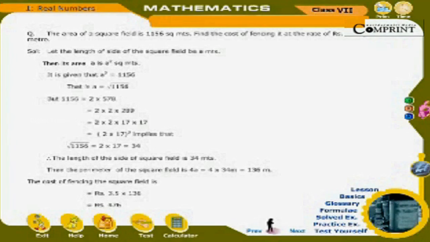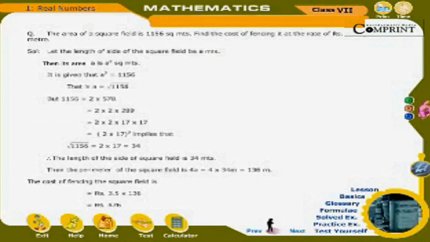But 1156 is equal to 2 into 578, which is equal to 2 into 2 into 289, which is equal to 2 into 2 into 17 into 17, which is equal to 2 into 17 whole square. This implies that under root 1156 is equal to 2 into 17, which is equal to 34. Therefore, the length of the side of the square field is 34 meters.